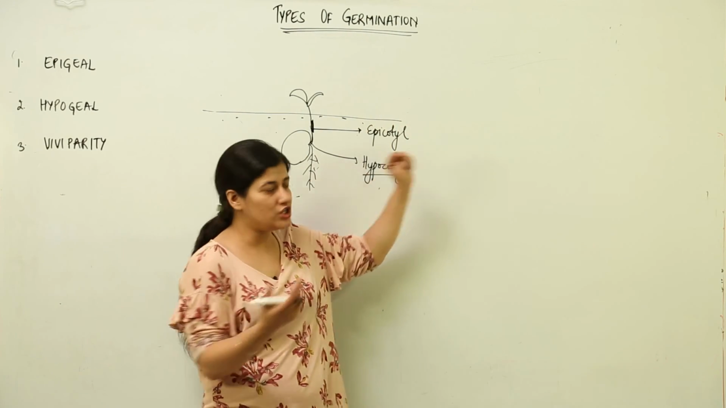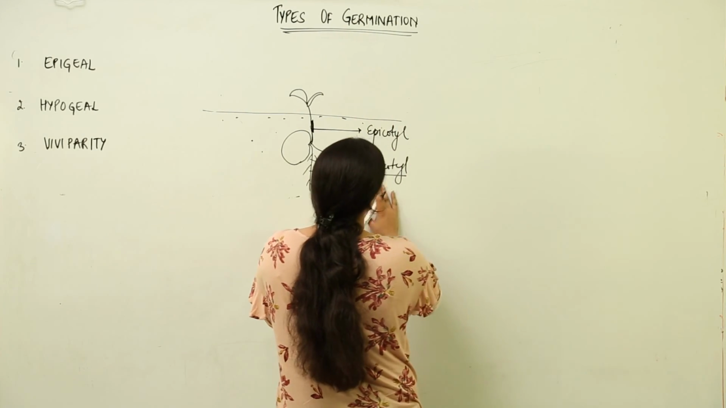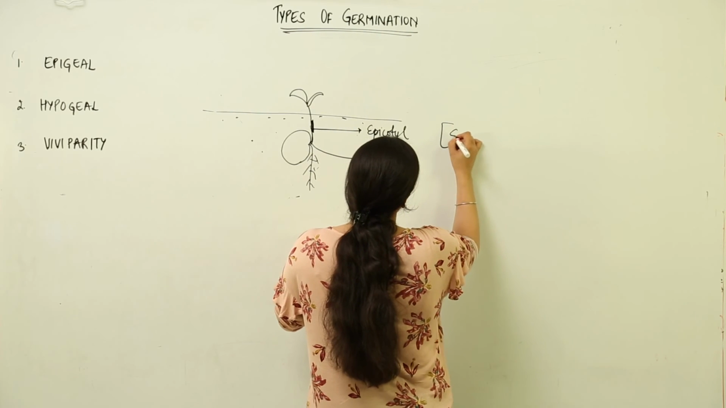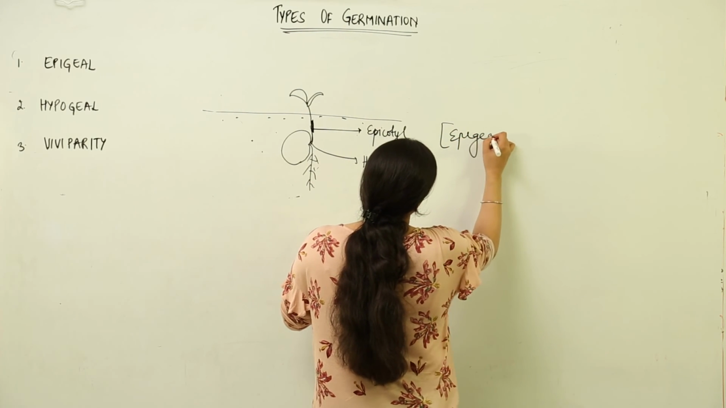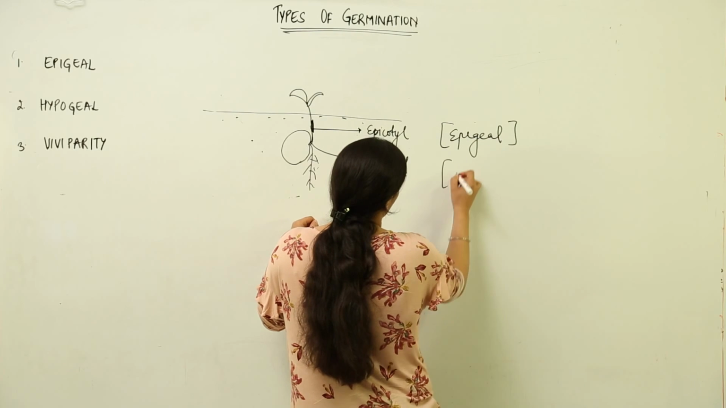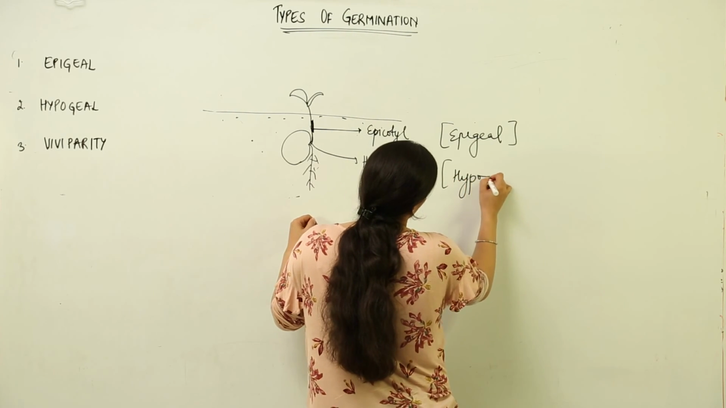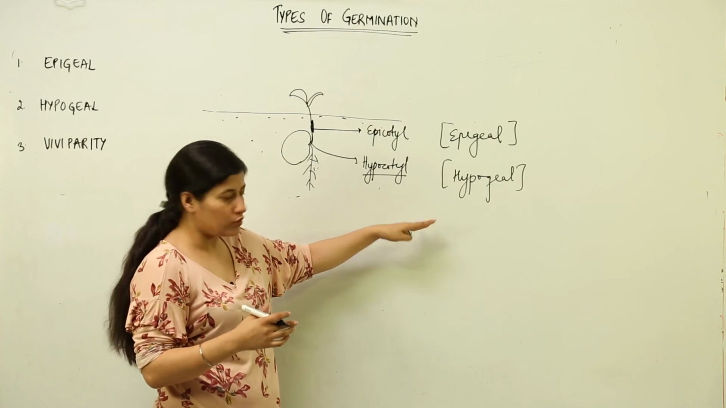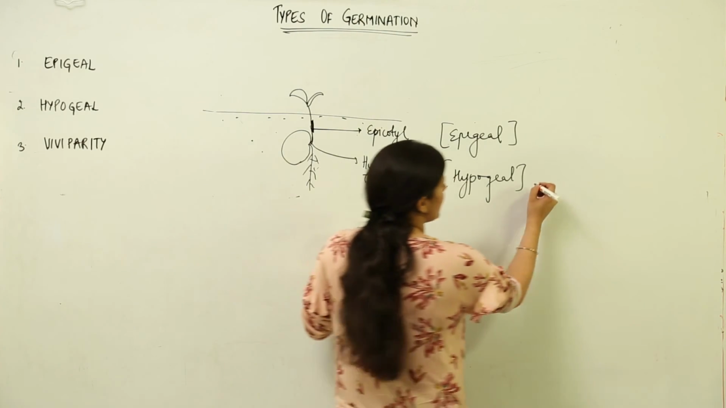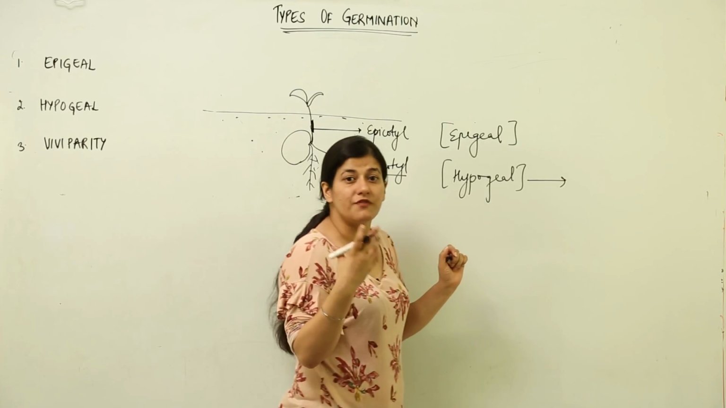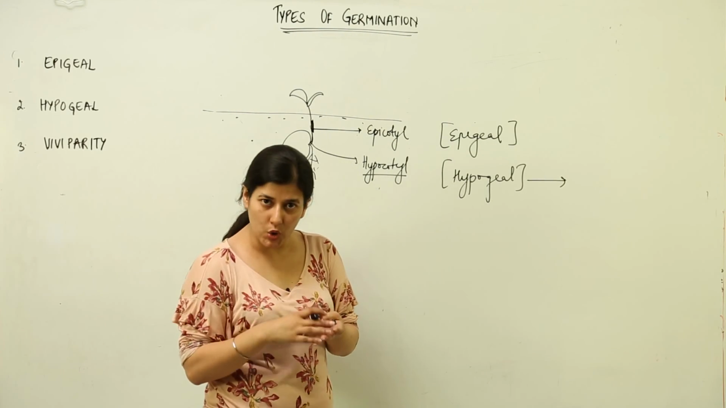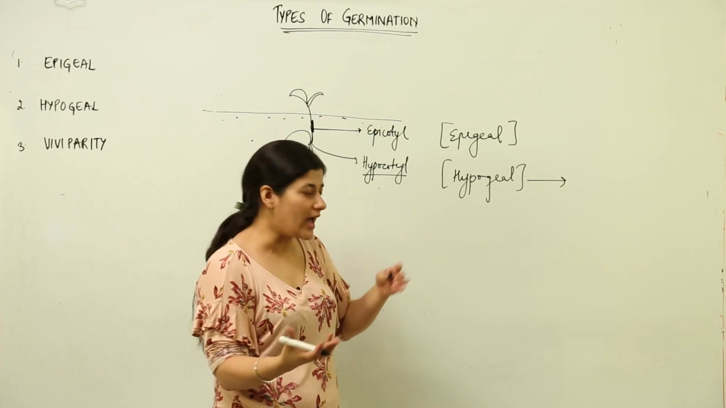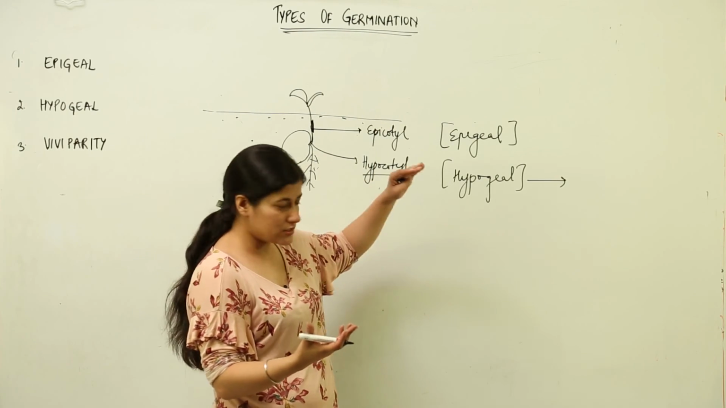One is epigeal. If it is by the growth of the epicotyl, it would be epigeal, and if it is by the hypocotyl, it would be hypogeal. Before we see the difference between the two, remember that hypogeal growth is faster. In the beginning it stays slow, but later it becomes faster as the plantlet starts growing.